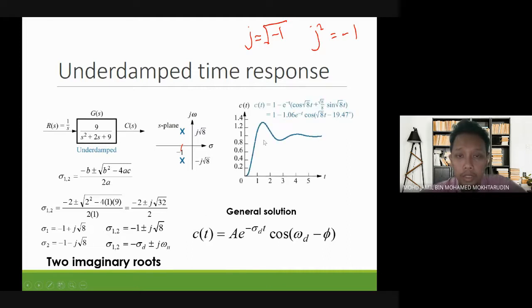And if you plot the time response, it looks like this. So for a system to be underdamped, your poles must have imaginary values.